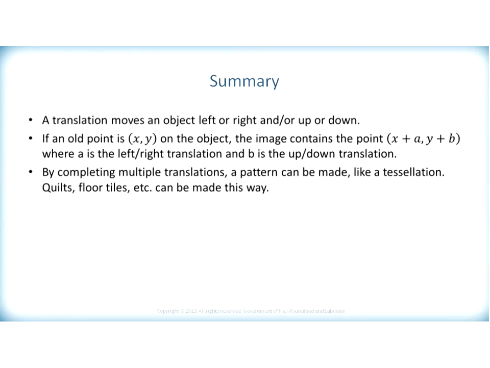So to remind you, a translation moves an object left or right, and or up or down. So it can be some combination of them. Either it's going to move left or right, it could also move up or down, or it might only do one or the other. If a point (x, y) is on the object, the image contains the point (x plus a, y plus b), where a is the left or right translation, moving things left or right, and b is the up or down translation, moving things up or down.